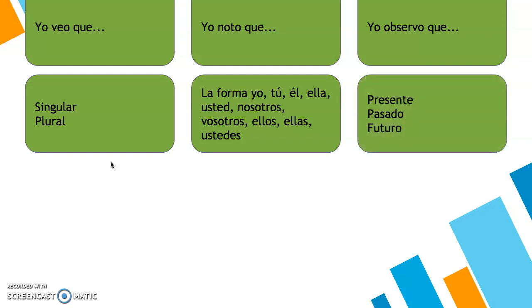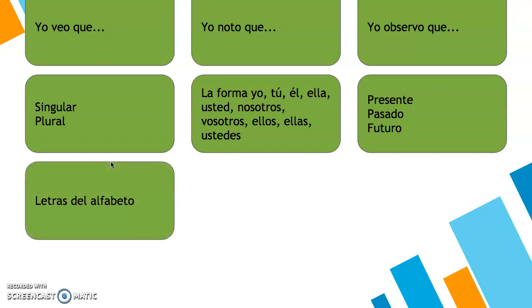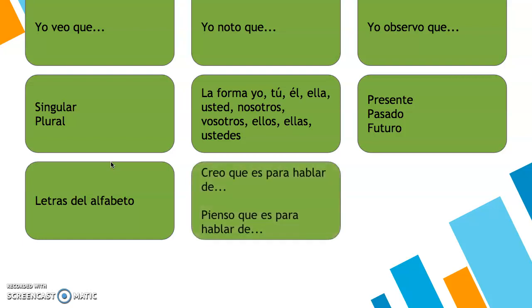They can probably, or you can teach them, presente, pasado, futuro, one of those questions that I ask them all the time. Letras del alfabeto, right? I can have them say A, B, C, like whatever letter it is, they can say that letter. Maybe you need to do a quick review of the alphabet because it's been a while since Spanish 1 potentially. But having them use the alphabet to express what they notice is very, very possible for them.